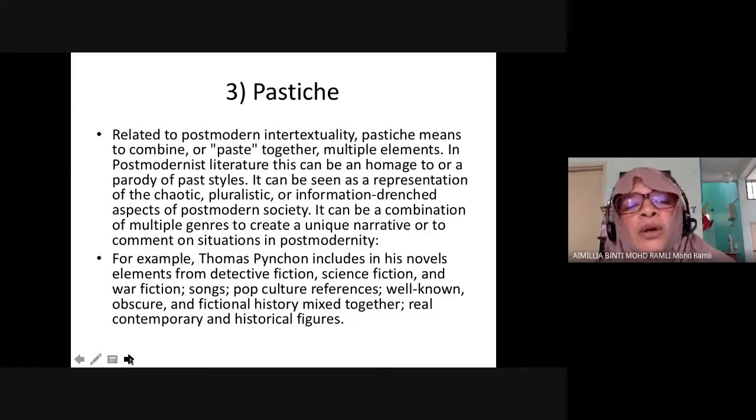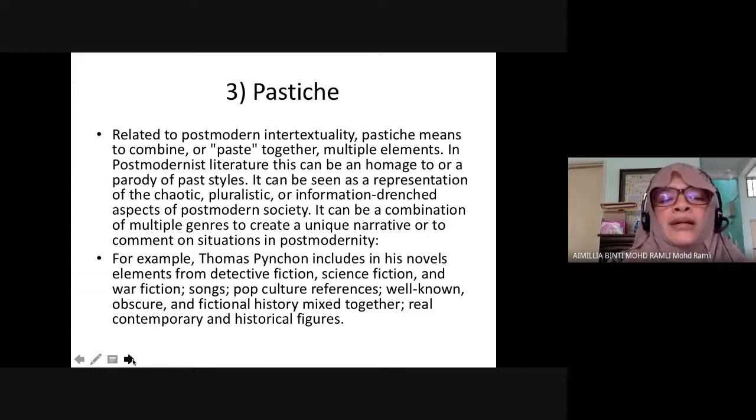So, for example, Thomas Pynchon includes in his novels elements from detective fiction, science fiction, and war fiction, songs, pop culture references, well-known, obscure and fictional history, mixed together with real, contemporary, and historical figures. So something like what you can find in, I think, Forrest Gump. I think in Forrest Gump we have many of these elements, right? It could be, in a way, science fiction because you see a guy who can walk really fast, even though there was previously something wrong with the way he was walking, right? So it could also be a war fiction, against the Vietnam War. Okay, so it could be that.